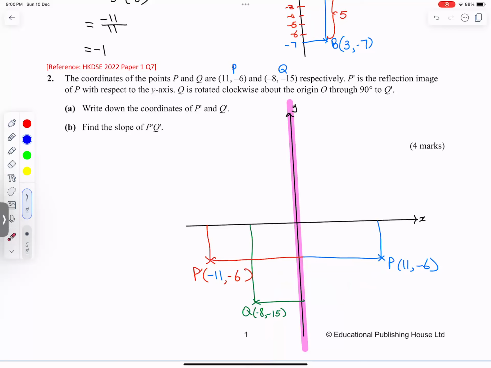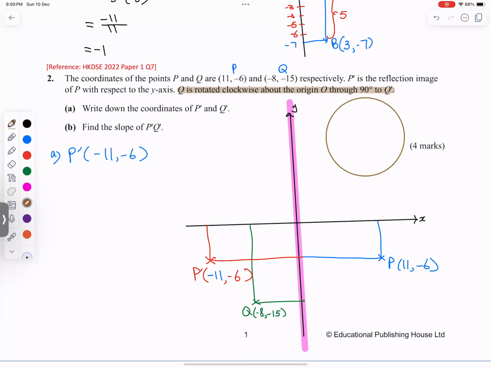How about new Q? What happened to that? That is rotating. Now, rotating is very interesting because students get confused. First of all, what is clockwise? Clockwise means something that is following the clock direction. So if you get confused, I will suggest you draw the clock.